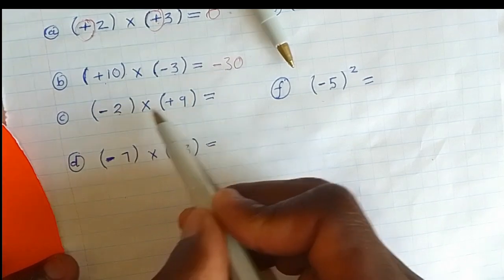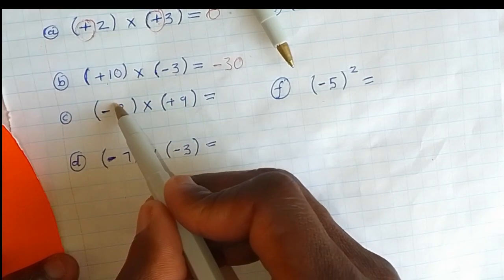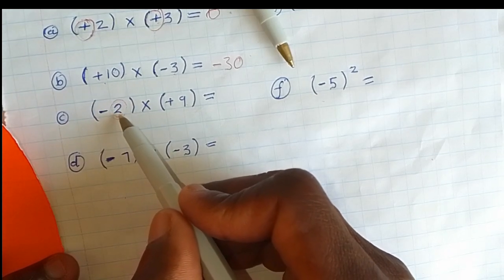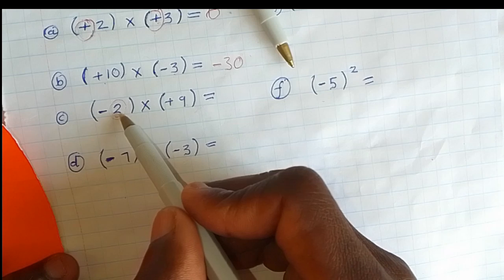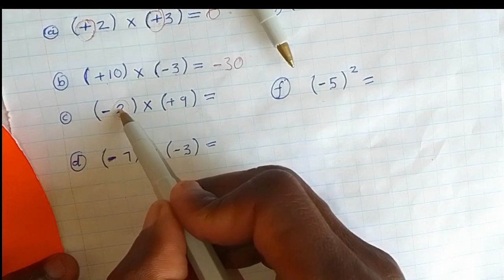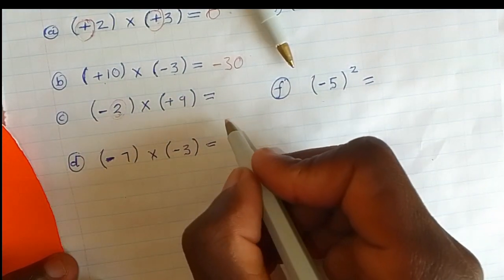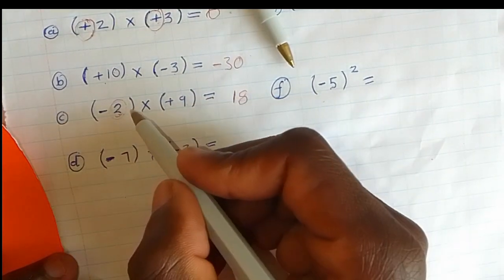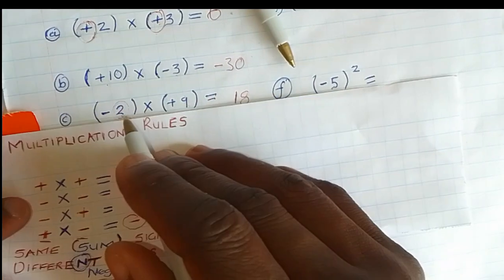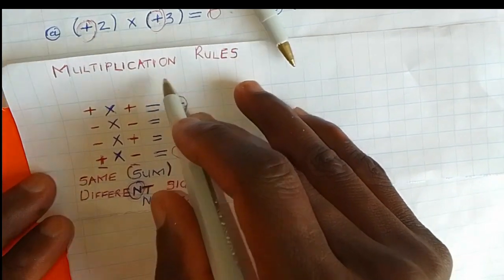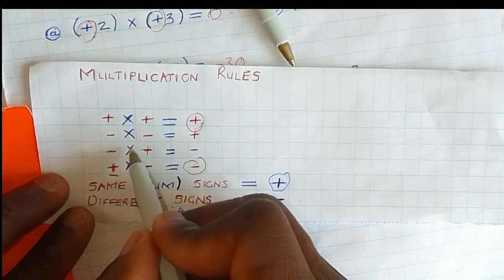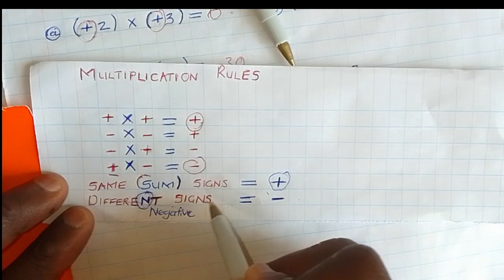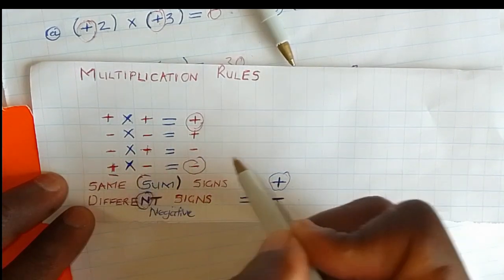2 multiplied by 9, that's the first step. You have to multiply these numbers first. Then you have to find out the sign that you are going to put in the answer after doing that. 2 multiplied by 9, the answer is 18. That's very simple, guys, 18. Then let's now include the sign. We have a negative multiplied by a positive. Here the signs are different, so we are going to get a negative answer.